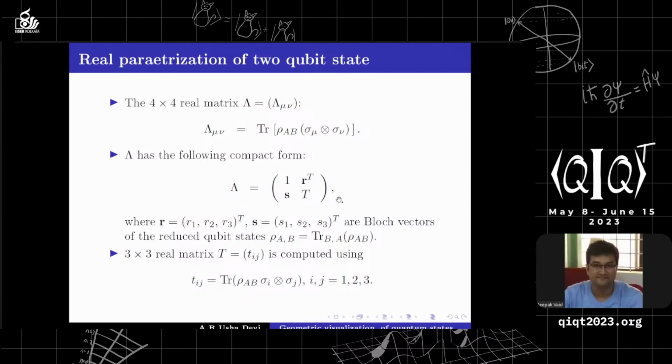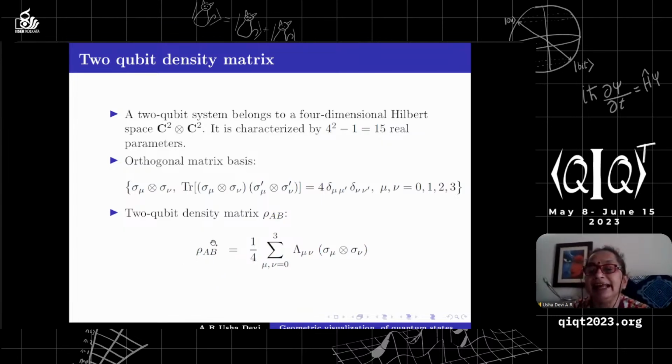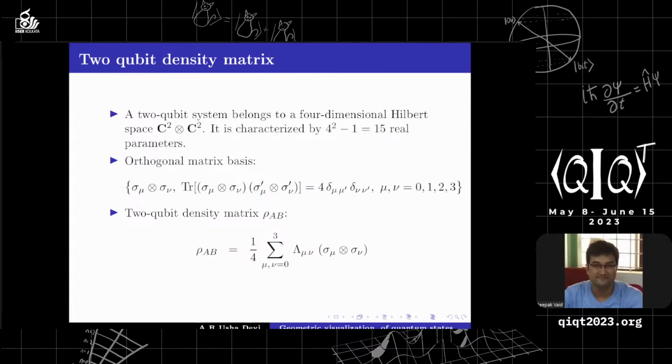Yes, please. Why does this matrix have to be real? All right. Take rho AB and take the Hermitian conjugate, rho AB dagger. It will have sigma mu dagger and sigma nu dagger, and lambda mu nu star. And sigma mu dagger is sigma mu. So rho AB dagger equal to rho AB implies that lambda mu nu star is equal to lambda mu nu. It's a simple hermiticity condition which tells me that lambda is a real matrix. No other special properties. Thanks. Yeah, that's very simple.